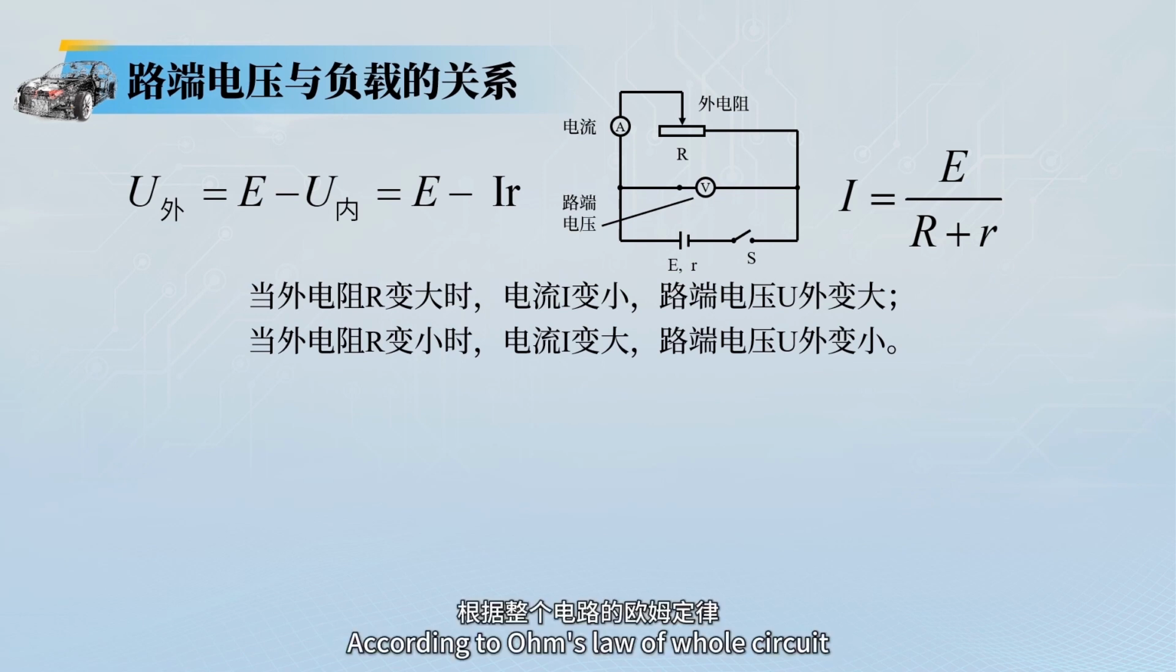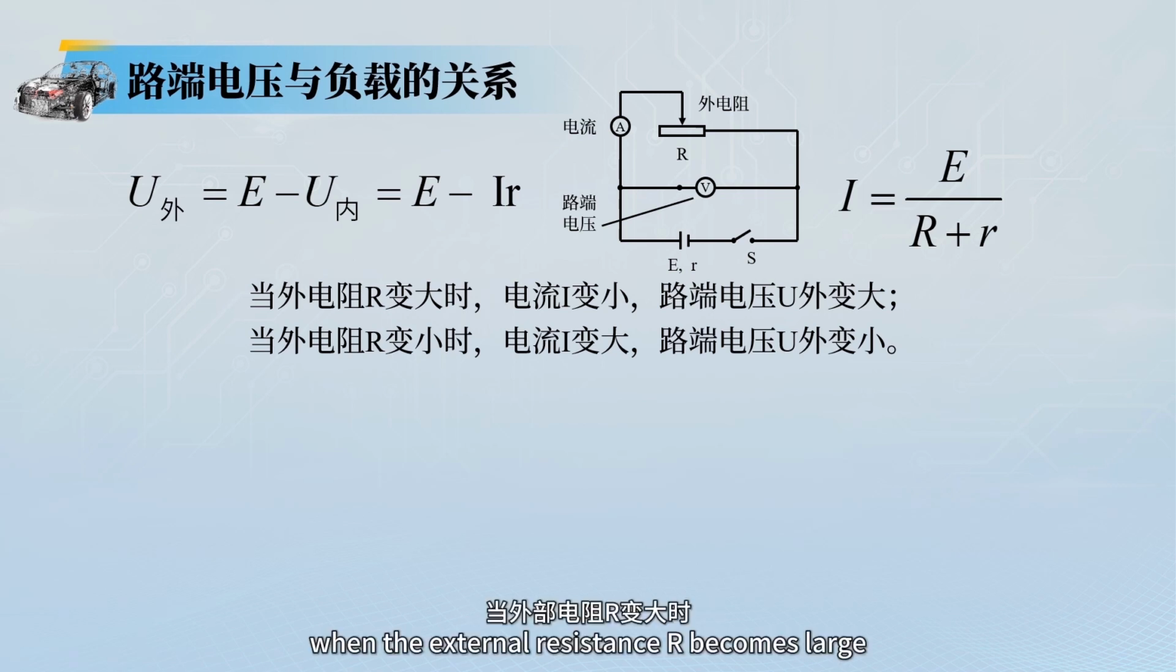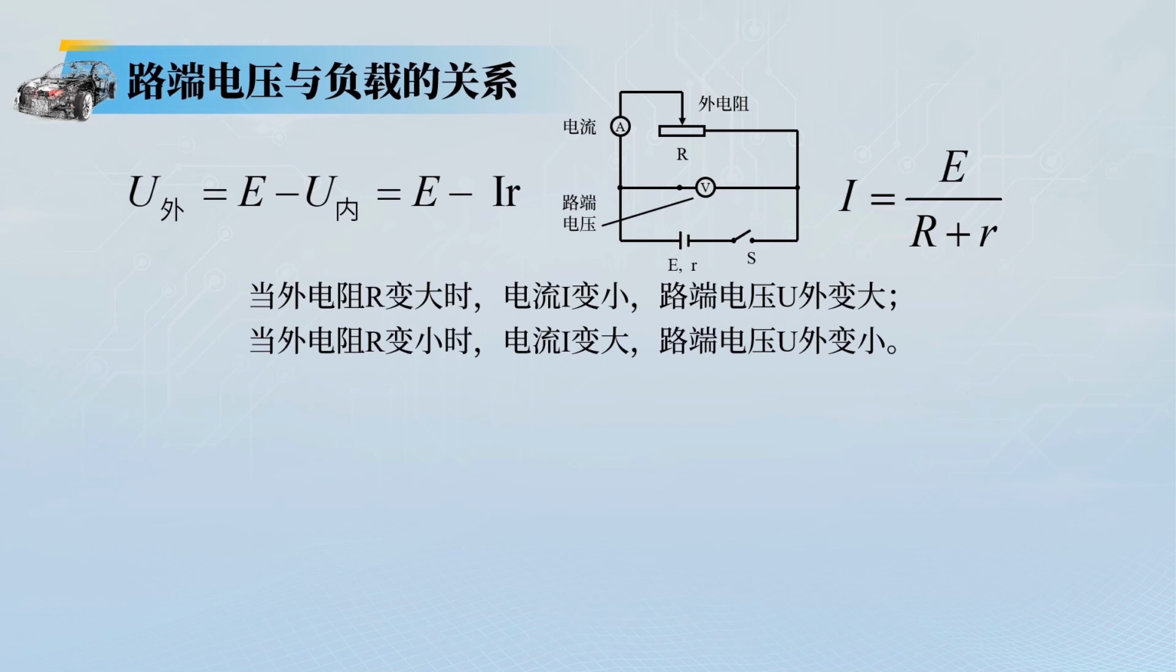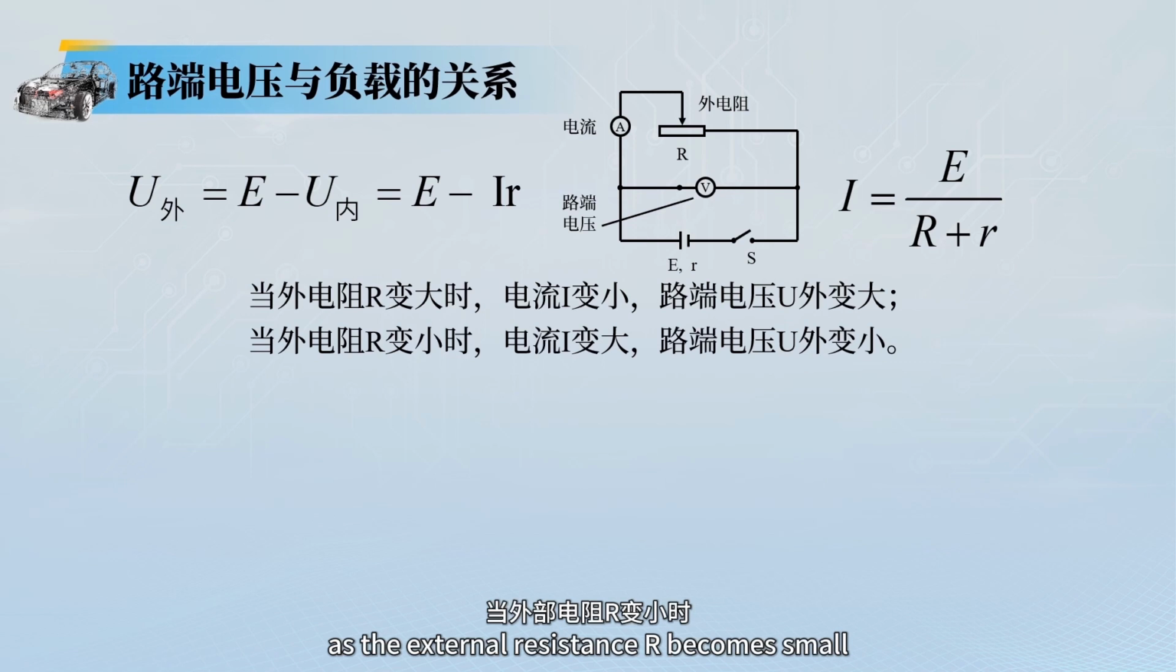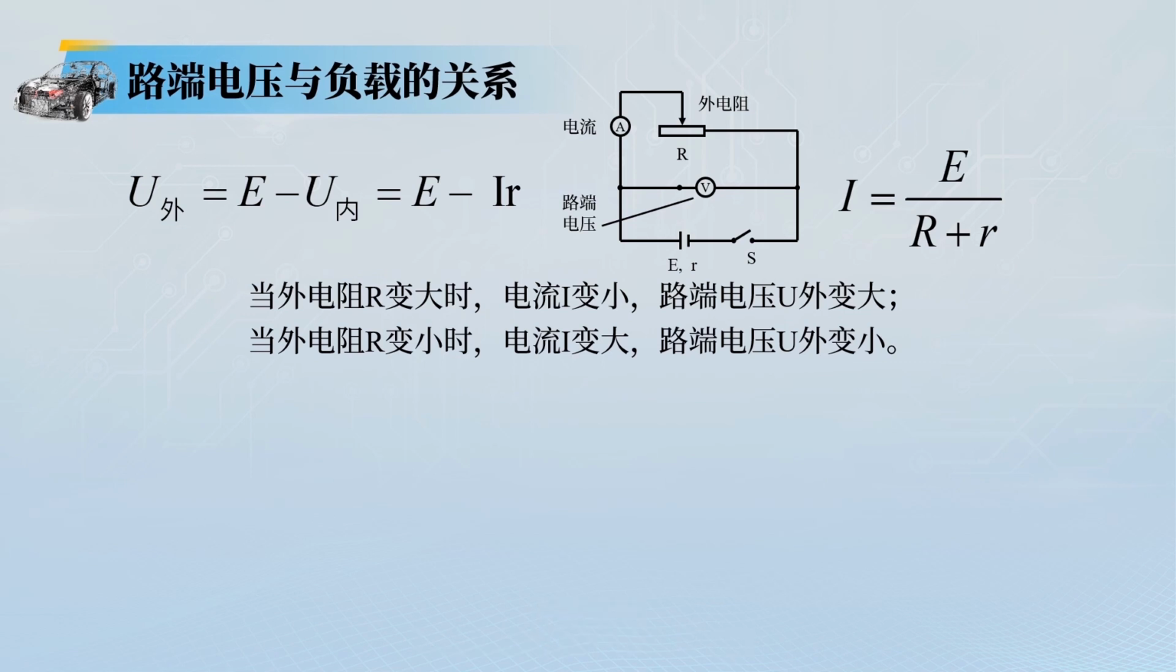According to Ohm's law of a whole circuit, when the external resistance R becomes large, the current becomes small, and the terminal voltage becomes large. Similarly, as the external resistance R becomes small, the current I becomes large, and the terminal voltage becomes small.